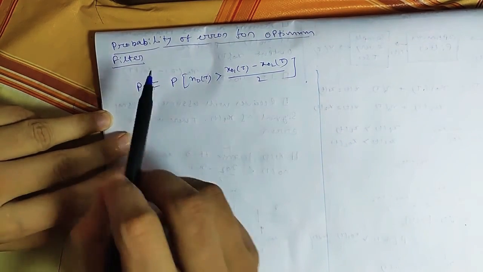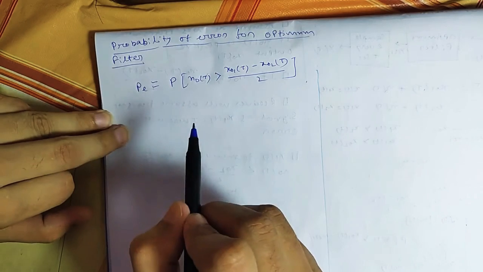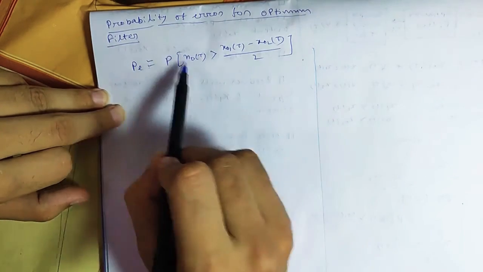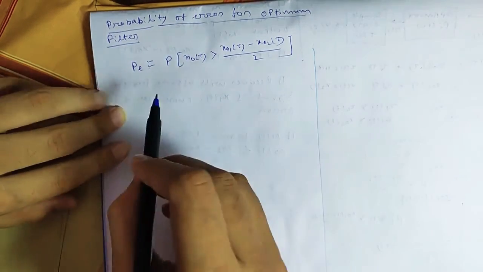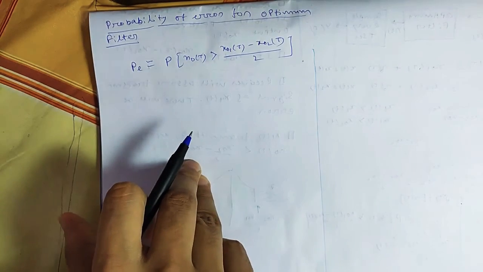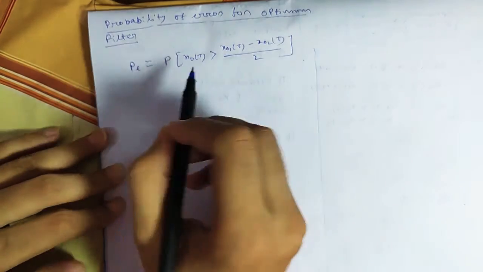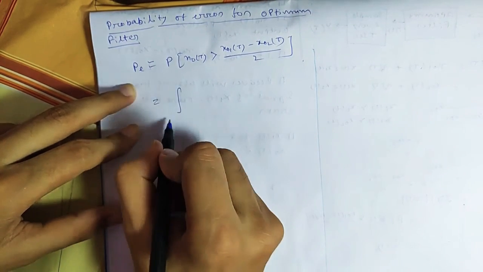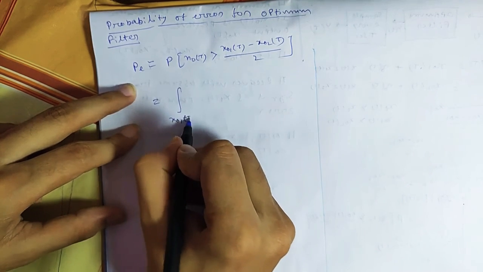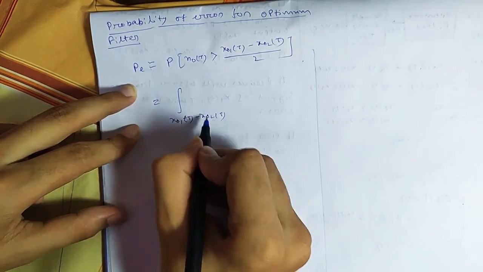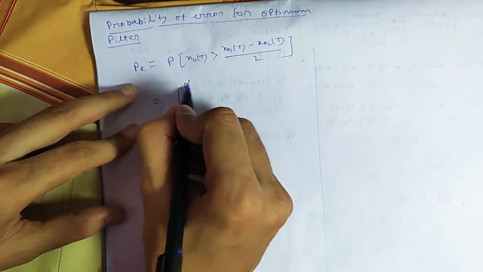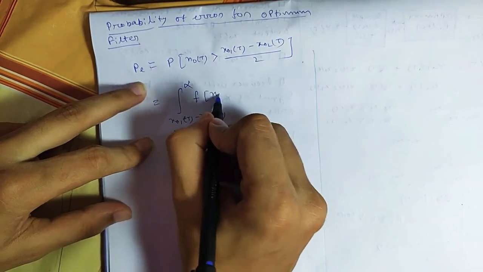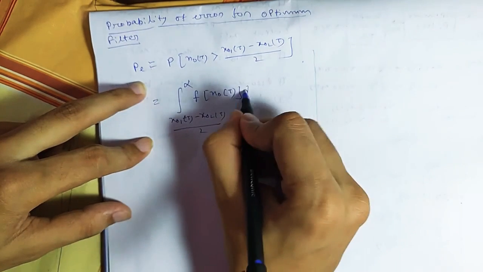Next, we shall find out the probability of error for the optimum filter. As you already shown, the probability of error is given by this expression, and as you already assumed that noise is Gaussian in nature, so we'll use the Gaussian density function. So that probability corresponds to this to infinite, density function, d of n0.